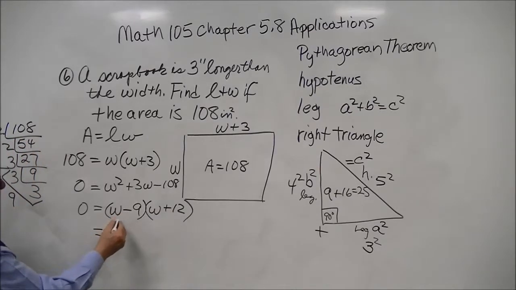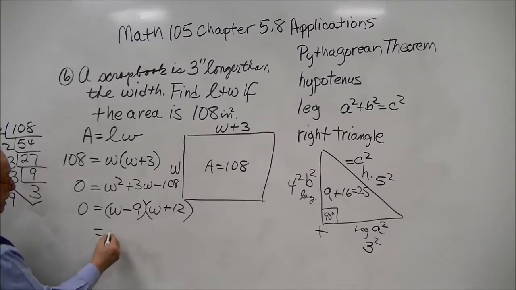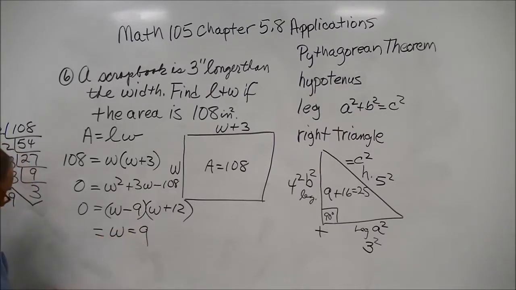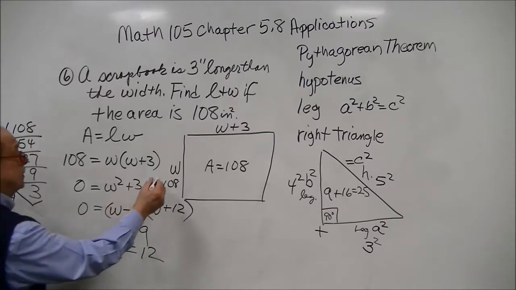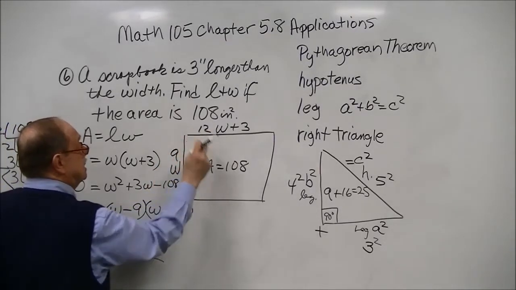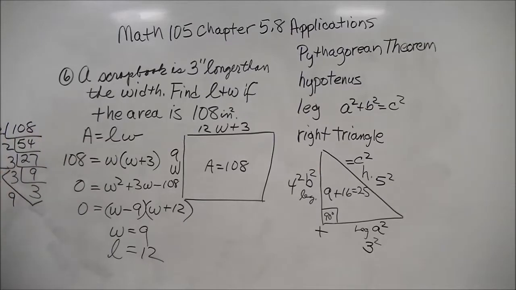So I'm going to have my width be 9 and my length then, 9 plus 3 is 12, and it checks. So my width over here is 9 and my length is 12. 9 times 12 is 108.